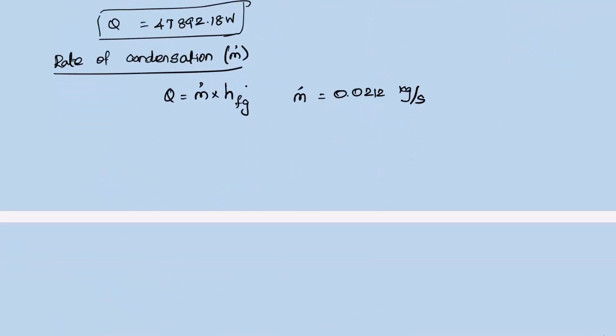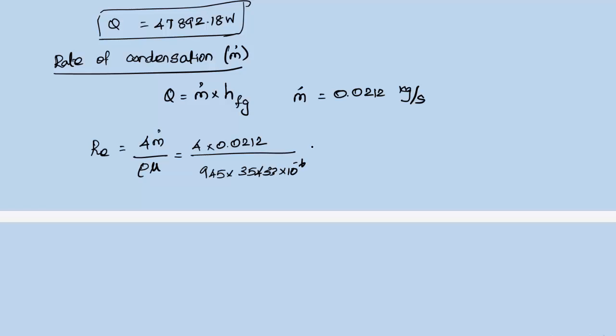Okay, in the problem already we have assumed that this is laminar flow. So to find whether the assumption is correct or not, you have to find out the Reynolds number value. Already you know the formula, 4 into m dot divided by rho into mu. So 4 into 0.0212 divided by the rho value 945 into 354.33 into 10 to the power minus 6. Substitute all the values, you will get the answer 1171, which is less than 1800. So the flow is laminar. So assumption is correct.